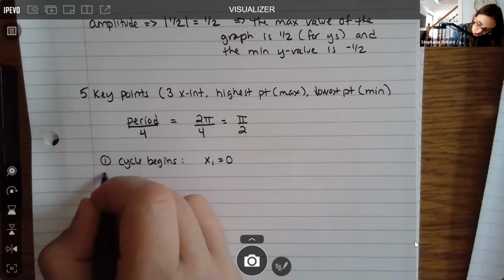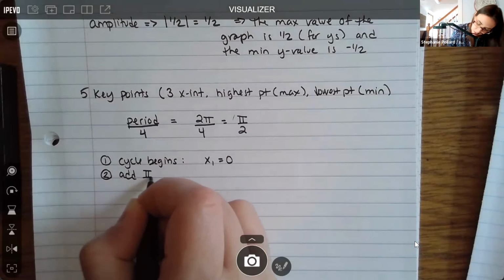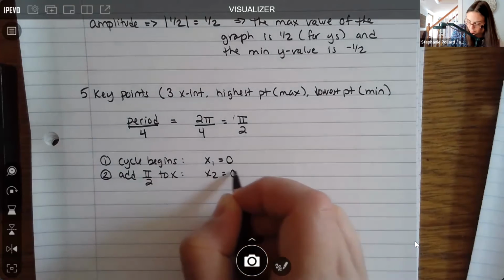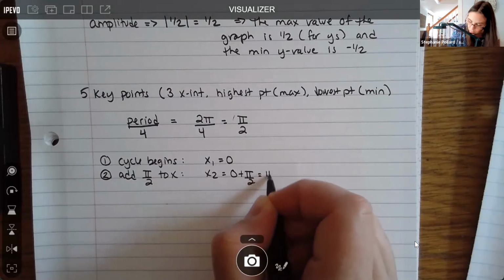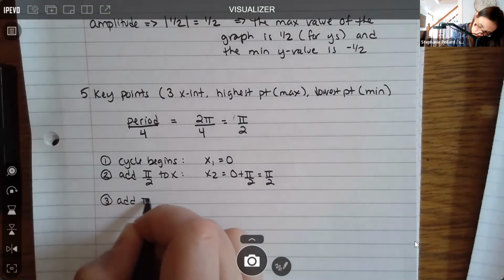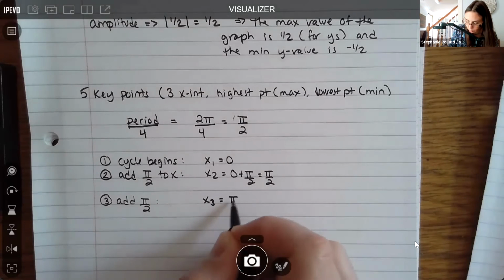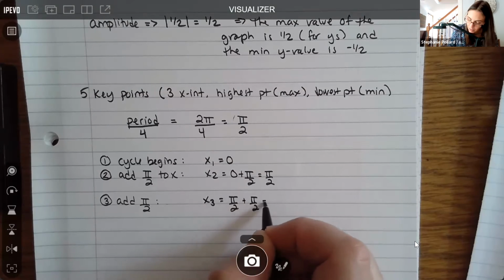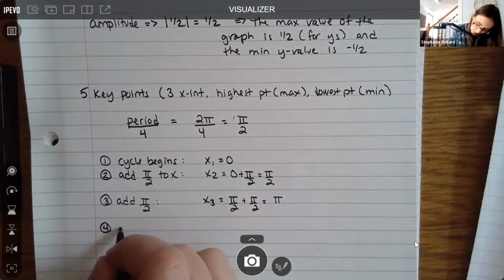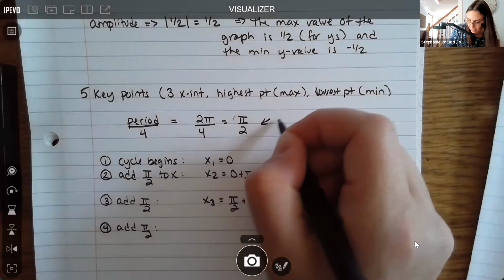And then what you're going to do is add whatever this is. So here we're going to add pi over 2 to x. Our second point would be 0 plus pi over 2, which is obviously just pi over 2. We're going to do it again. So our third point would be pi over 2 plus pi over 2, so you'd have just pi. Again, we're going to add that pi over 2. So this is what gets added.